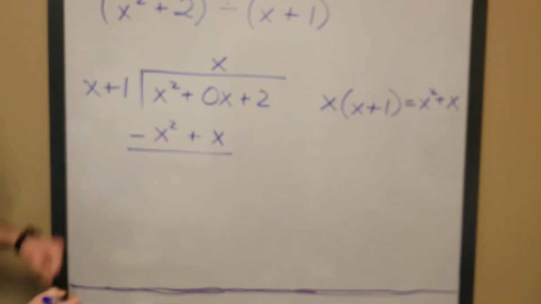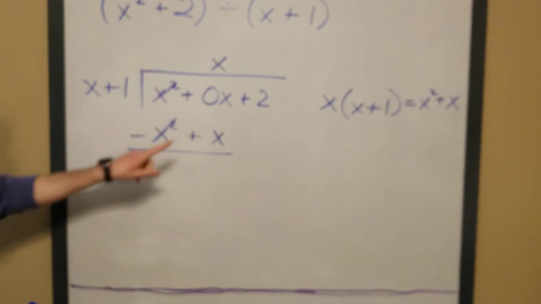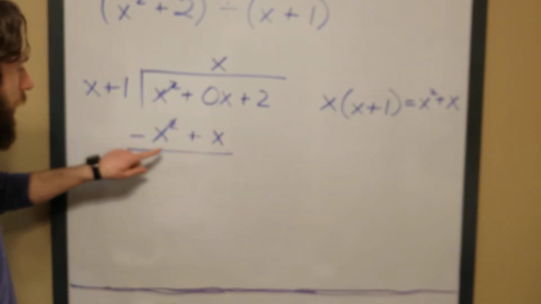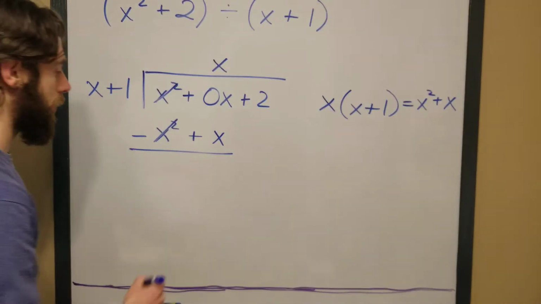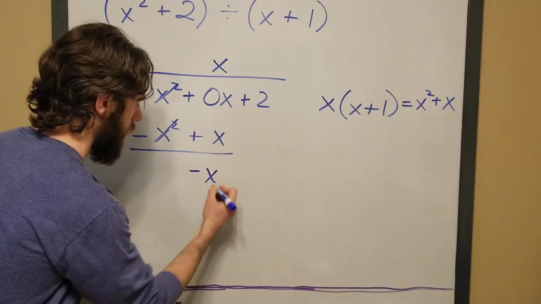So x squared minus x squared cancels those out. 0x minus 1x. So that's like 0 minus 1. That gives us minus x.